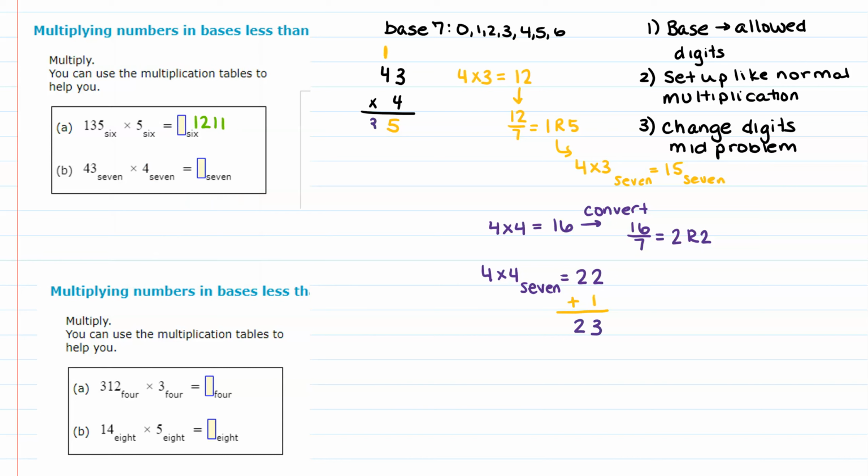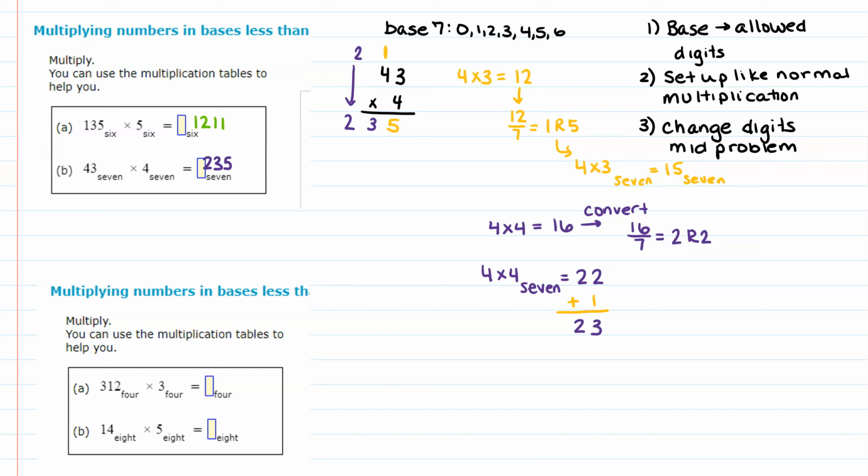So the 3 goes downstairs and the 2 goes upstairs. Now there's not something else to multiply 4 by, so this 2 just comes down. So if I want to do 4, 3 in base 7 times 4 in base 7, that will give me 2, 3, 5 in base 7.